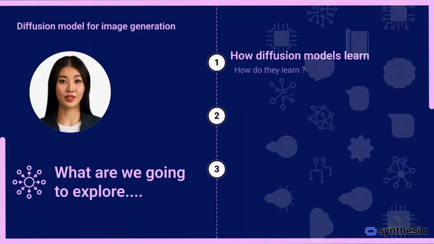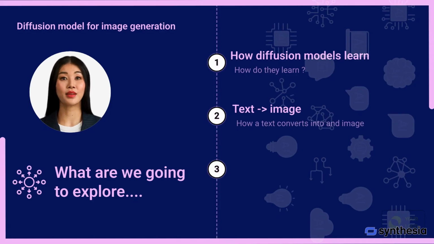First, we'll look at how diffusion models learn. We'll see how they start with random noise and gradually learn to denoise images through training, capturing the underlying patterns of real visuals. Next, we'll move to text-to-image generation, how a simple text prompt, like a sunset over the mountains, can be transformed into a vivid, realistic image using deep learning and latent diffusion techniques.